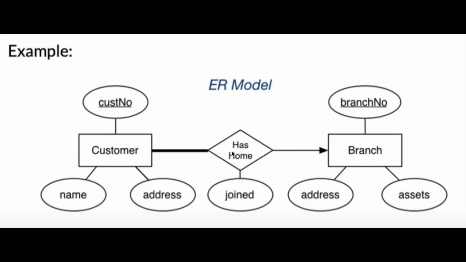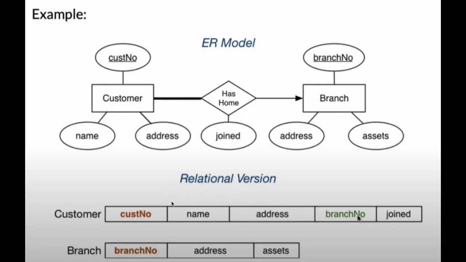And then we'll also have a third relation, has home, along with the joint attribute and the customer number and branch number acting as a composite key like last time, right? However, I'll show you that it's actually different. So in fact, this is how the relational model looks like.